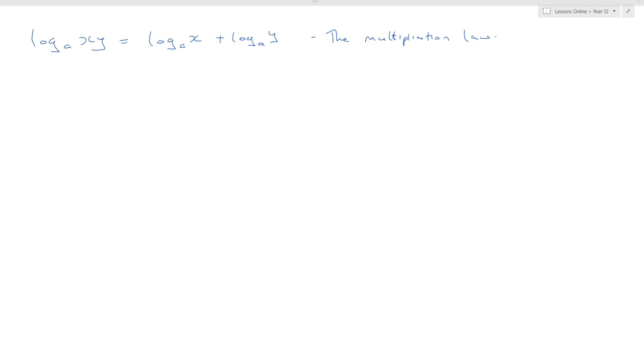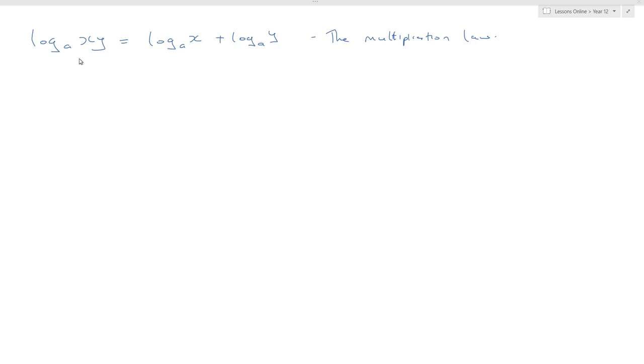So with logarithms, we have to get used to the idea that they're basically another way of writing exponentials, writing indices. We have to get used to that idea, and that helps us with proofs. So we've got the multiplication law first. Log to the base a of x times y is equal to log to the base a of x plus log to the base a of y.